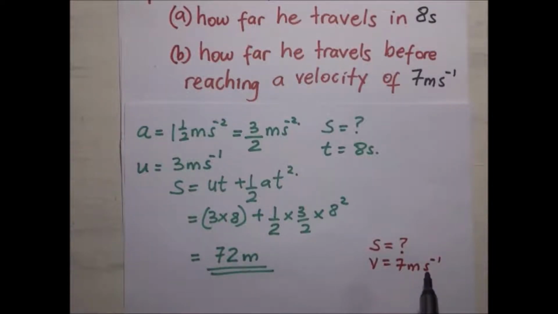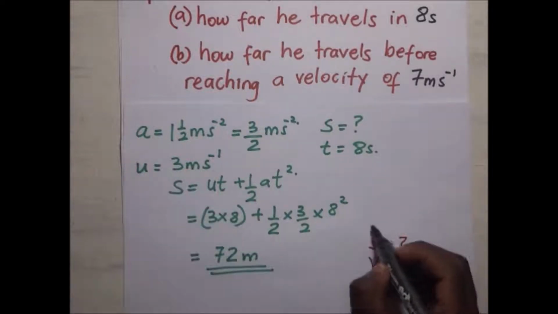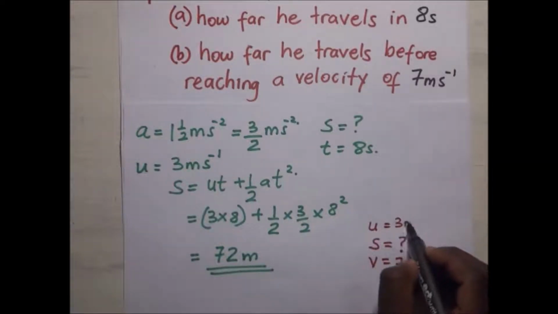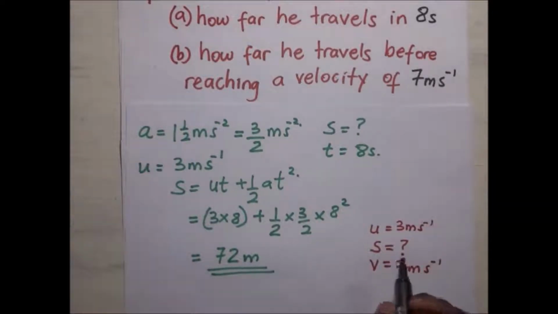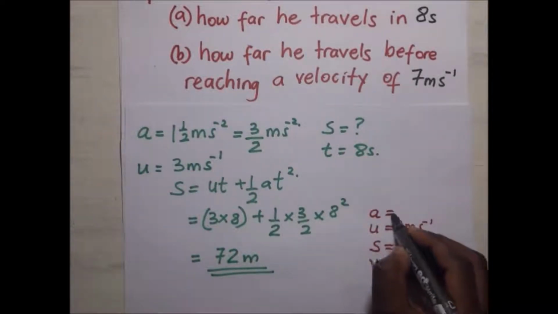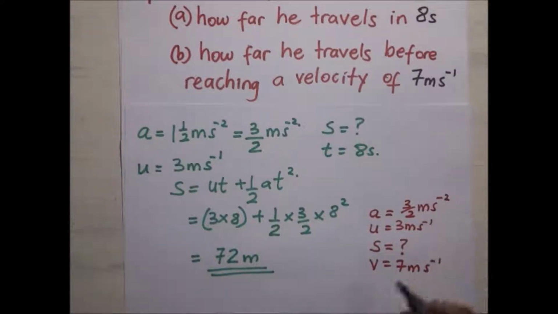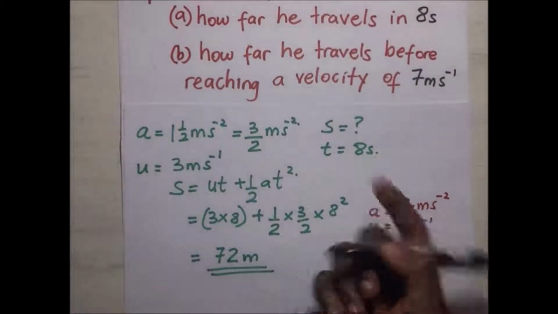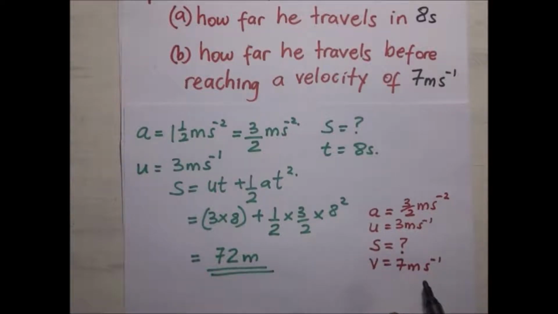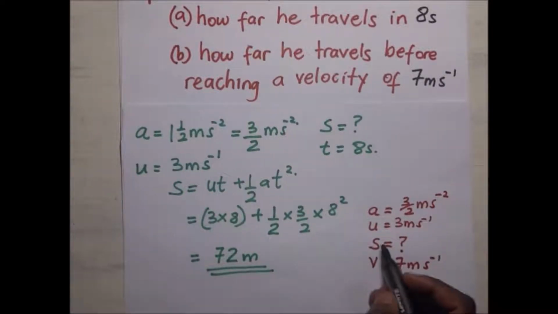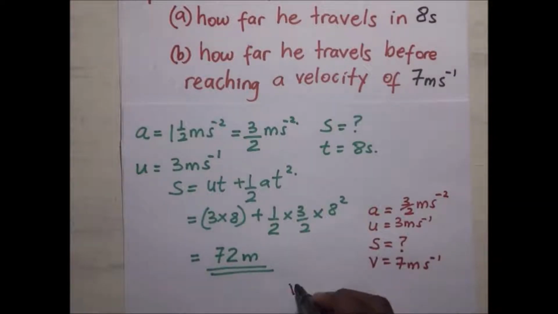Remember, his initial velocity, according to the question, is 3 meters per second. So his initial velocity will still be 3 meters per second, and of course, he'll still be accelerating at the same rate of 3/2 meters per second squared. That is according to the question. Of course, he won't take the same time to reach this. So now, to get our value of s, we shall use v squared is equal to u squared plus 2as.